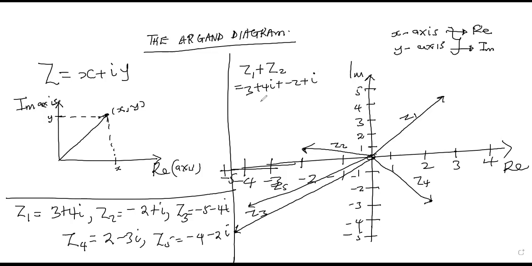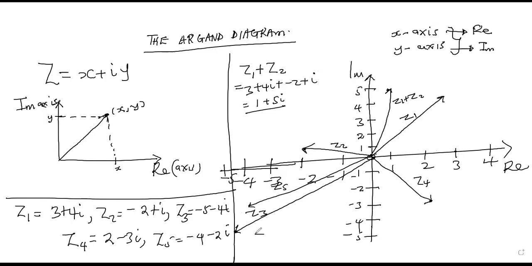So when you get 3 minus 2, you get 1, and 4i plus i, you get 5i. So when you plot this, you have 1 on the real and 5 on the imaginary. So it would be this. You plot it very well, you put a headed arrow and you say this is Z1 plus Z2. So whatever, you first need to work on it and then you do the needful.